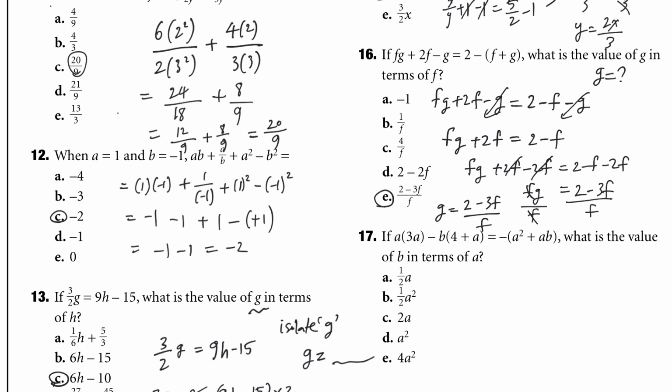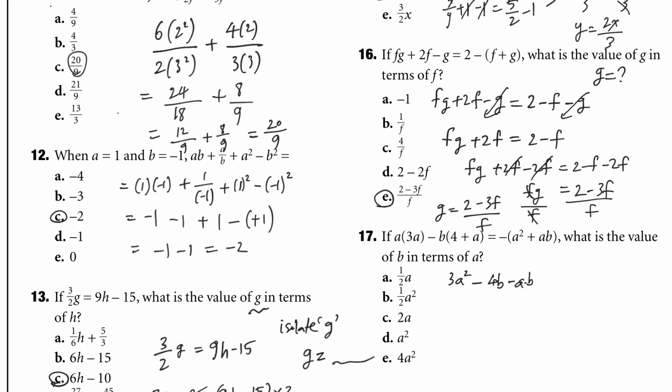Question number 17. a times (3a minus b) minus b times (4 plus a) is equal to negative (a squared plus ab). What is the value of b in terms of a? So first I want to expand all the brackets. So a times 3a is equal to 3a squared, minus b times 4 is 4b, minus b times a is equal to negative ab.